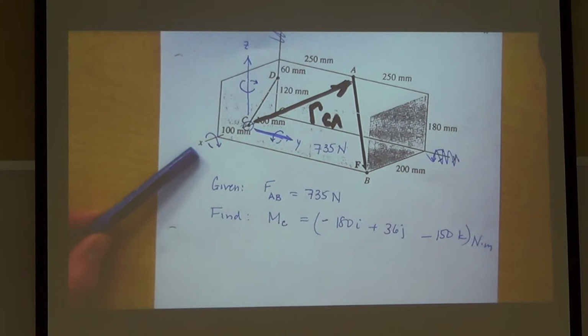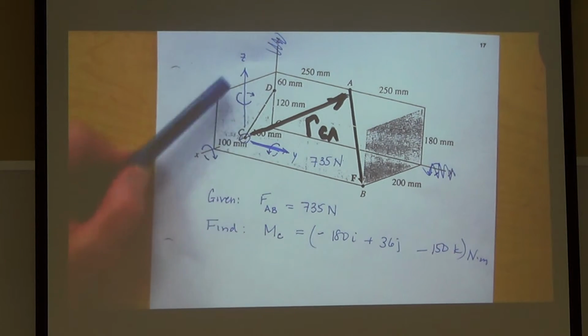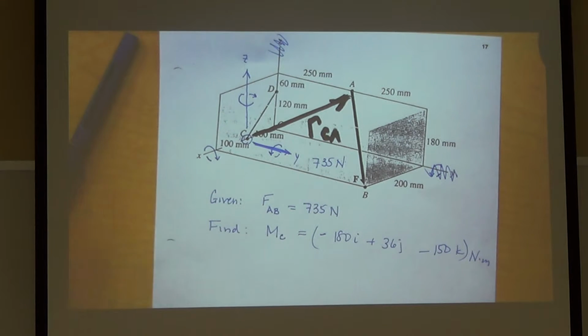So there's a component of the moment in the X, a component in the Y, a component in the Z. How would I find out what the total moment is?